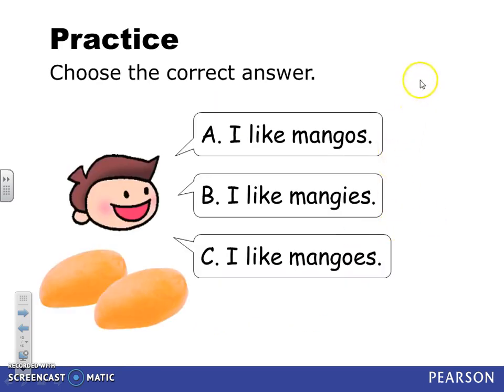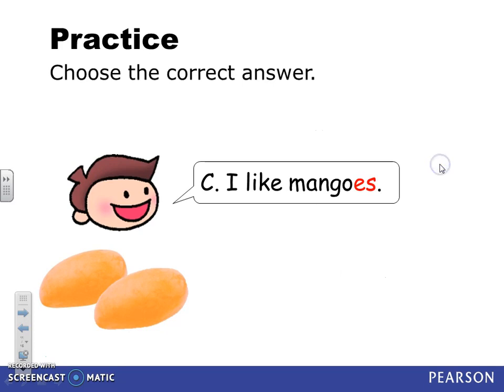Okay, next practice. Now look at the spellings very carefully. So the boy is saying, I like mangoes, but which one is correct? Okay, is it A, B, or C? What do you think? If you said C, good job, you are right. It should be o-e-s, because mango ends with o, so we need to add es for the plural.